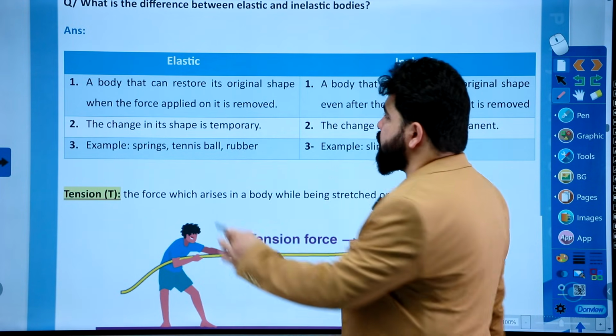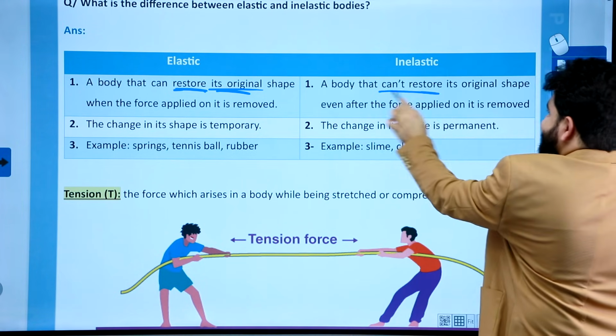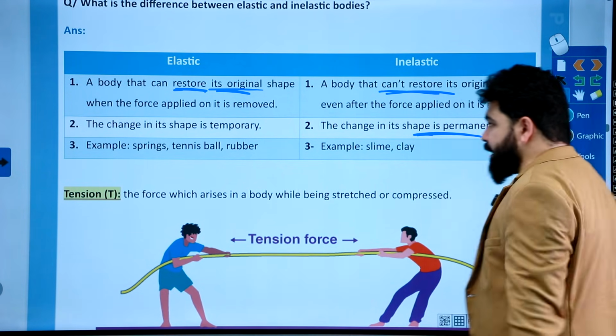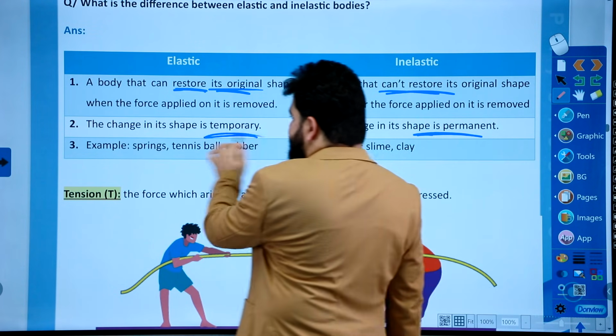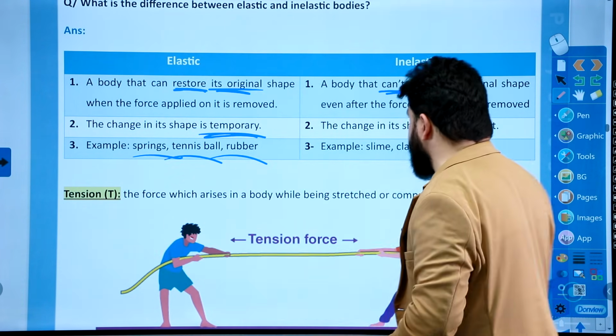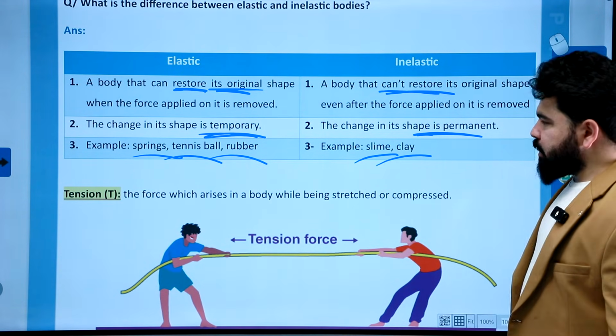So elastic can go back to its original shape. Inelastic cannot go back to its original shape. Change in the inelastic is permanent. Change in elastic is temporary. Examples for elastic: spring, tennis ball, rubber. Examples for inelastic: slime or clay.